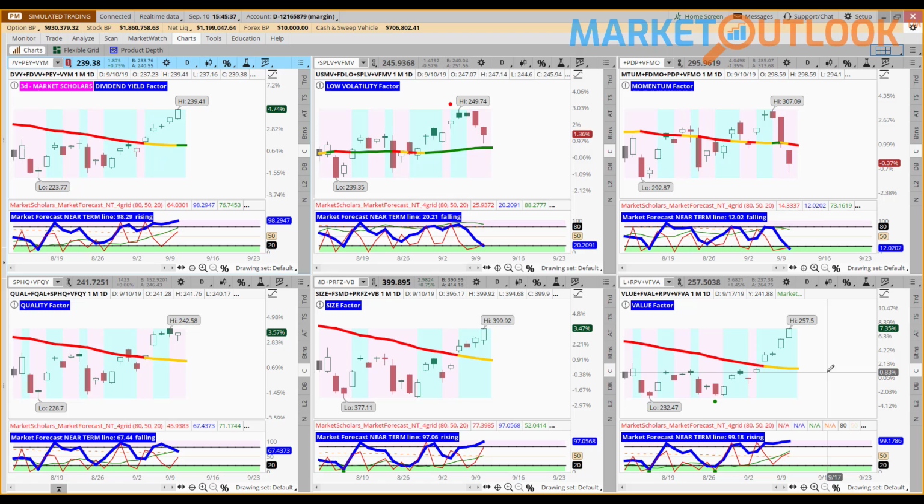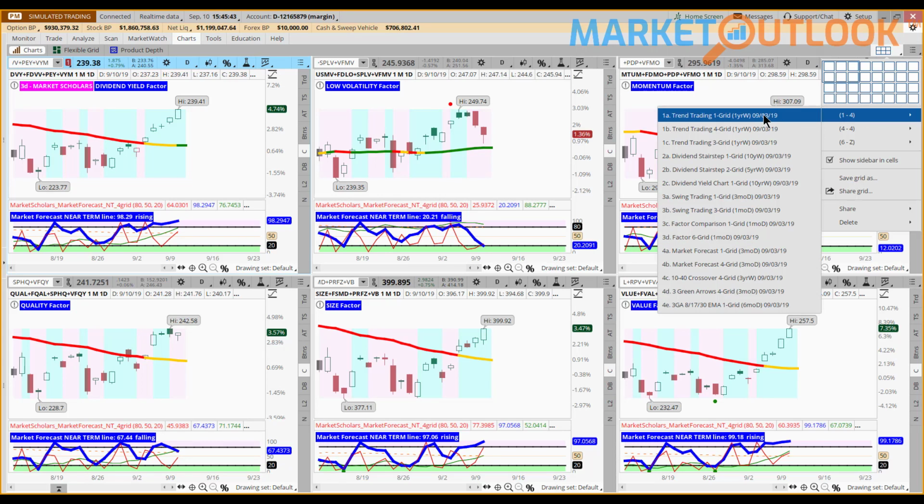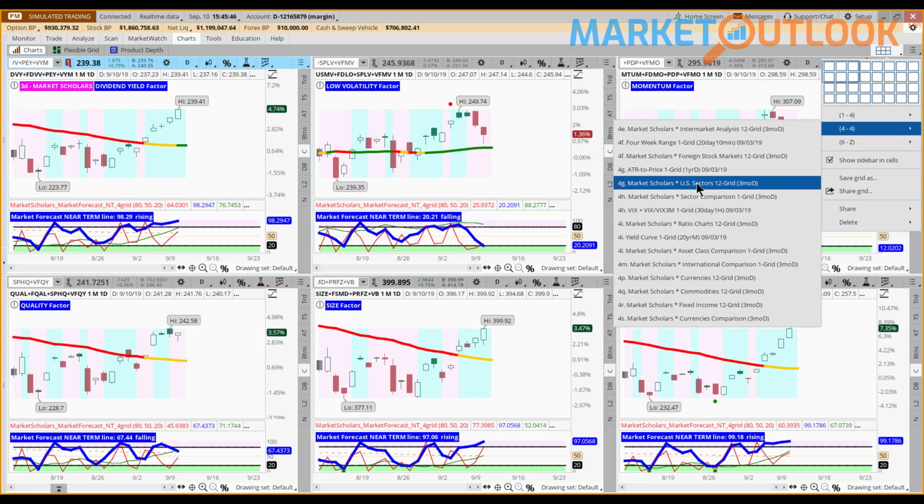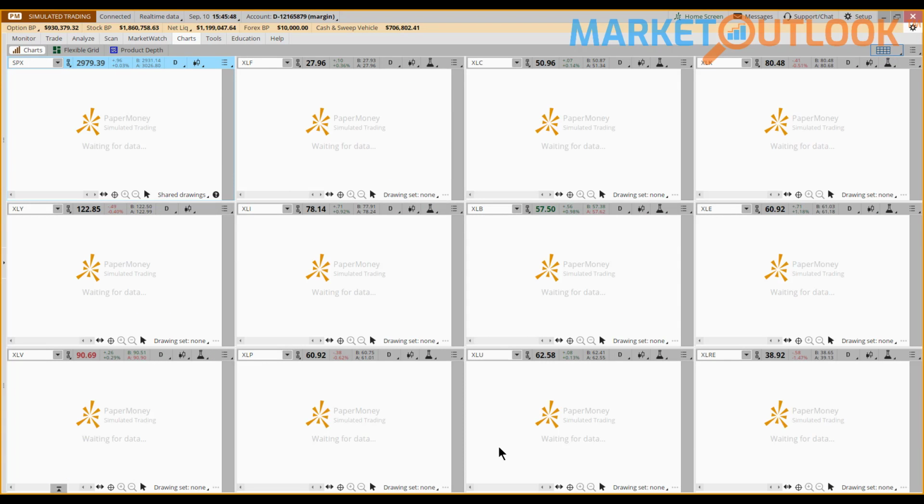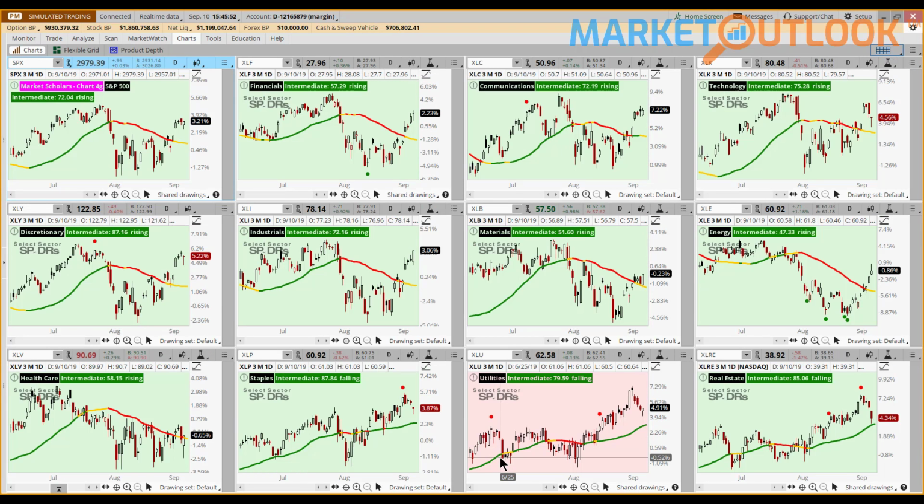Another thing that I wanted to take a look at is the sector perspective. So let's go over here and take a look at a sector 12 grid. And this will give you a good sense of what I've been referring to regarding the low volatility factor. So notice the utilities and real estate in the lower right-hand corner here. Notice the straight line down in utilities, and notice the straight line down there in real estate. In fact, utilities is the only sector on the board that currently would be considered bearish from the market forecast intermediate posture perspective. All the other charts, as you can see, are bullish across the board.